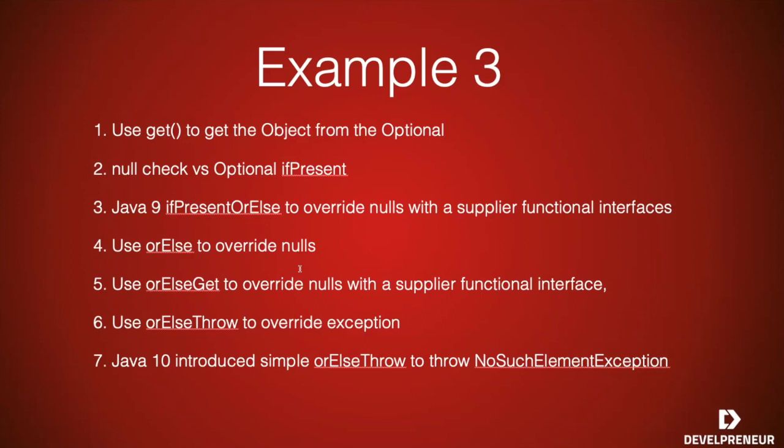And then we're going to look at some of the other conditional methods as well, like or else get, or else throws. And with Java 10, they introduced a simplified version of the or else, which just throws no such element exception.